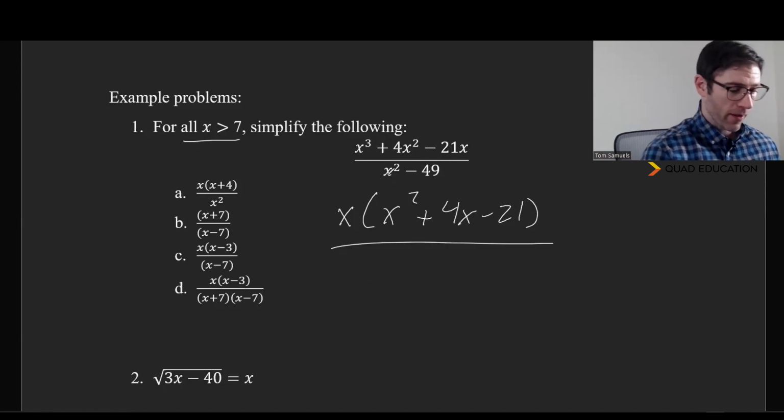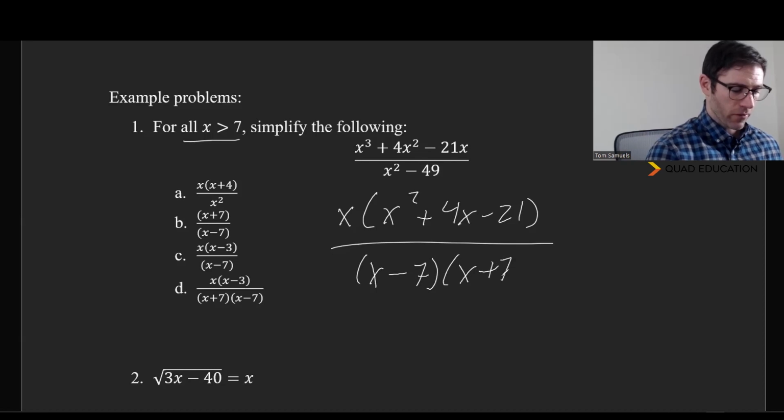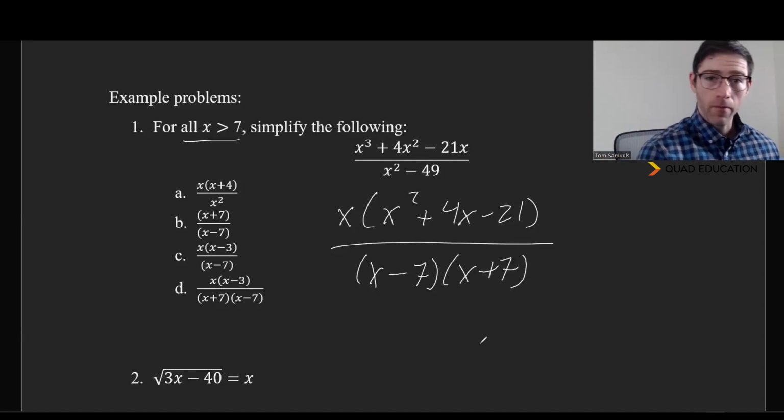And for our denominator, we have x squared minus 49, which hopefully you picked up on was difference of squares. So great callback to my video on difference of squares from way back. Always be looking for this. They just love to do that on these tests.